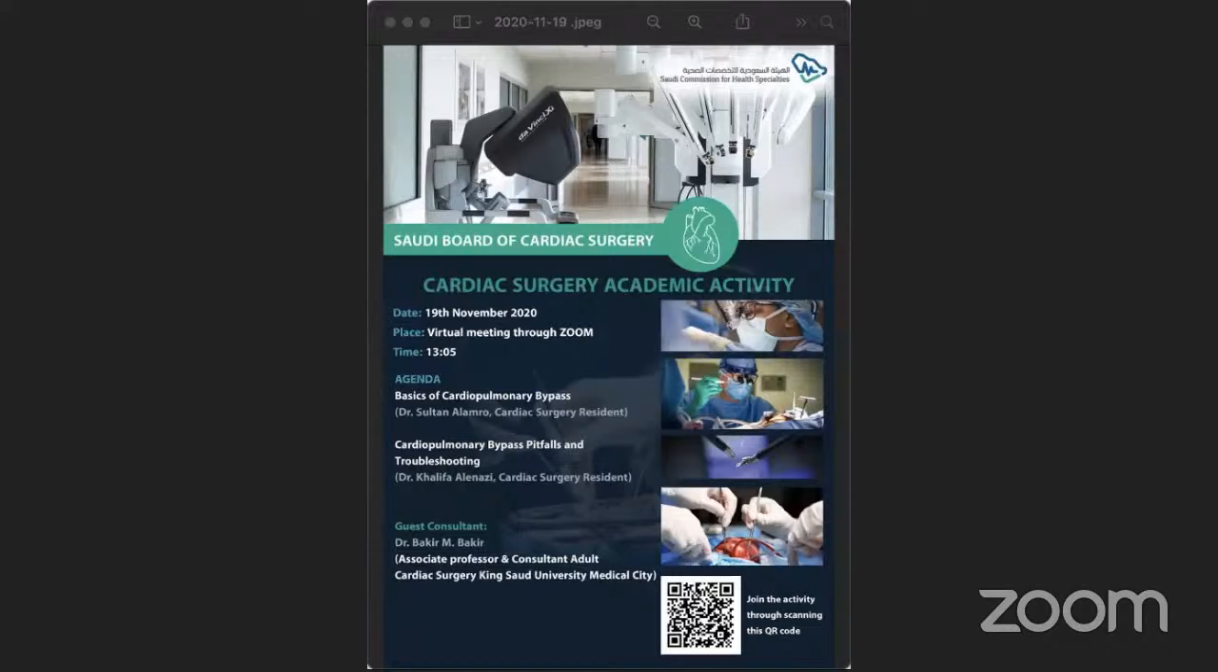Today we'll continue our cardiac surgery academic activity with two lectures: basics of cardiopulmonary bypass by Dr. Sultan Al-Amr, and cardiopulmonary bypass pitfalls and troubleshooting by Dr. Khalif Al-Anizi. I would like to welcome our consultant guest, Dr. Bakir. He's associate professor and consultant adult cardiac surgery in King Saud University Medical City. Welcome, Dr. Bakir.